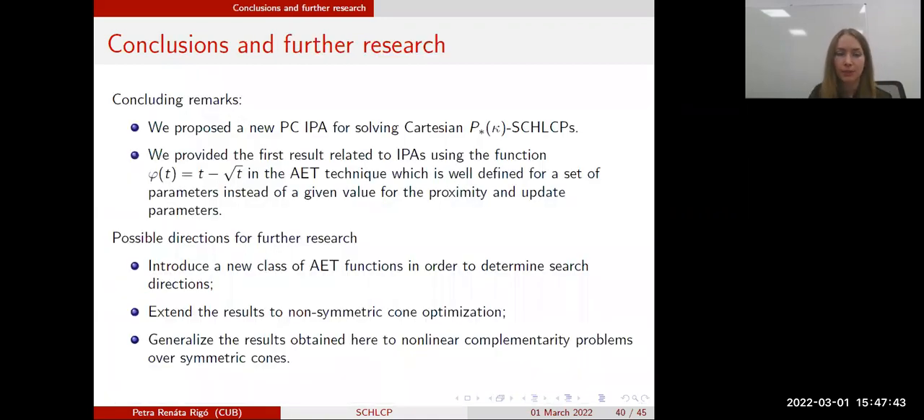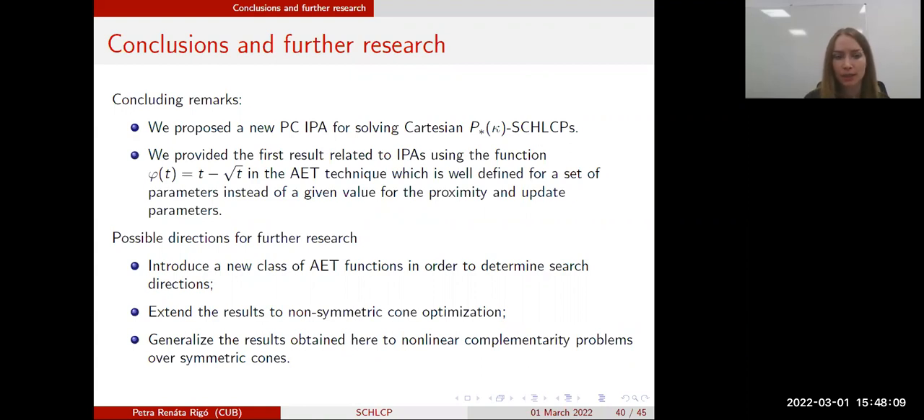And so what are the concluding remarks? We introduced a new predictor-corrector algorithm for solving horizontal linear complementarity problems over Cartesian product of symmetric cones. This was an extension of our previous result that was only for P star kappa LCPs.